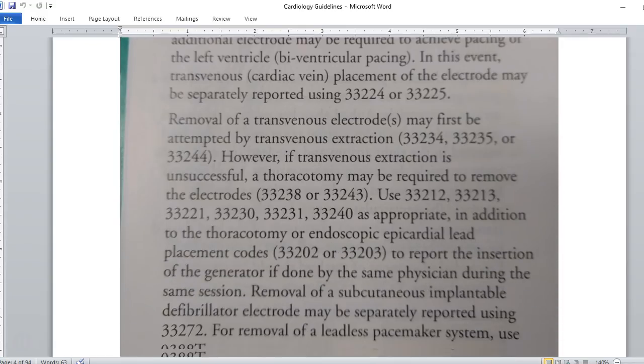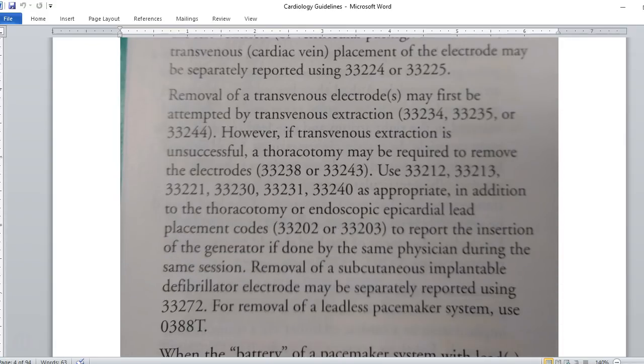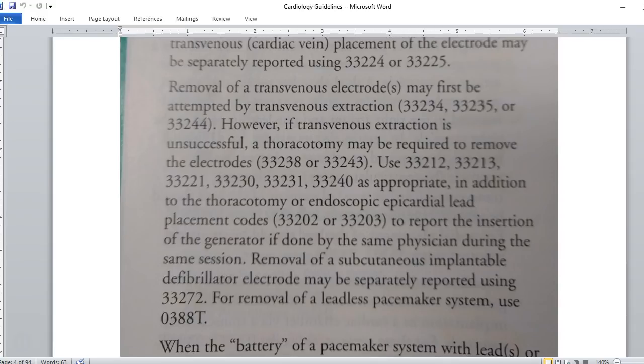However, for both the pacemaker and any of the implantable defibrillators or the SICDs, again, most of the time they can be done by transvenous extraction. If there's a problem, then on occasion they have to do a thoracotomy or a thoracostomy with the thoracoscopic surgery to actually remove it. But again, that's rare. It doesn't happen that often.